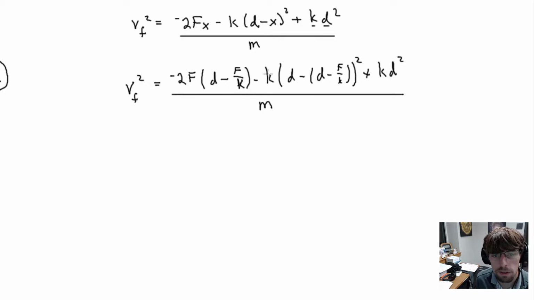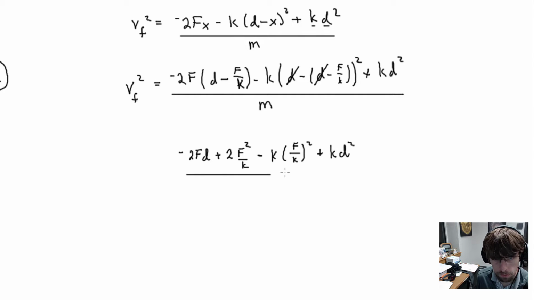Well, if we go through, let's take a look-see here. Well, I have d minus f over k, so that would give me k times f over k squared, right? This d cancels that d. I have plus kd squared. And over here I have minus, I'll distribute it out, fd minus minus, so I have a plus 2f squared over k. This would be a minus still. That whole rigmarole is, of course, over m. Of course, we see now this and this are the same. So this cancels out one of those.